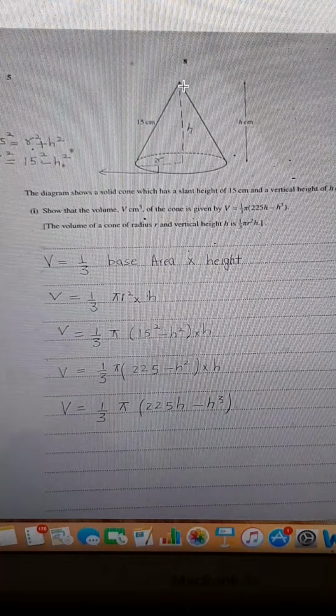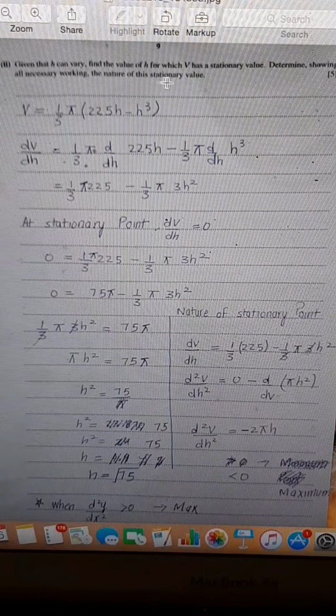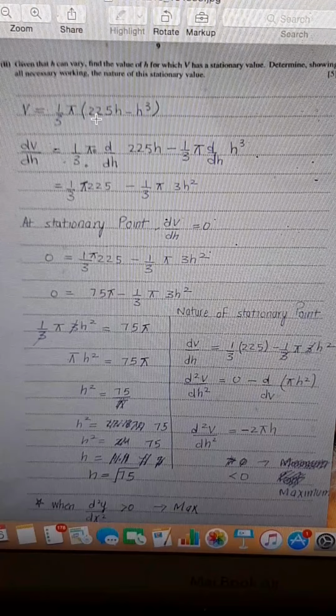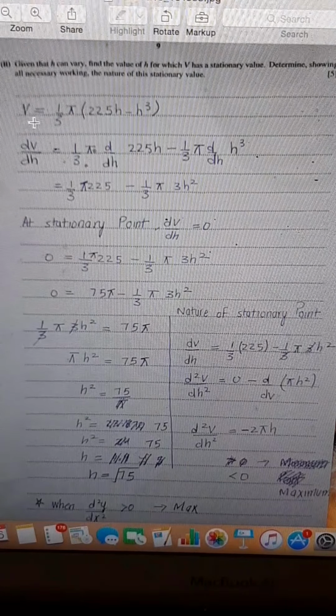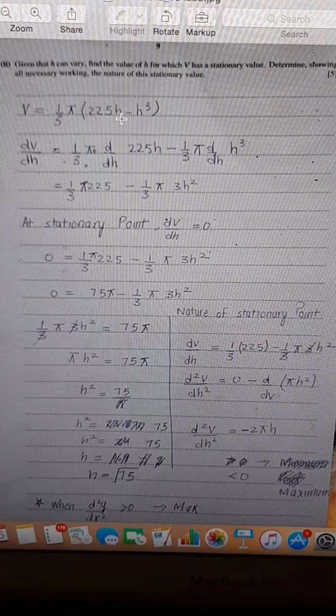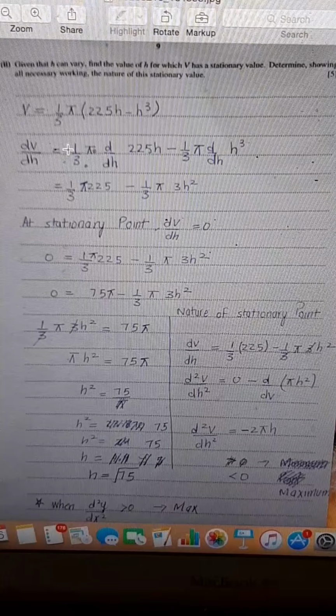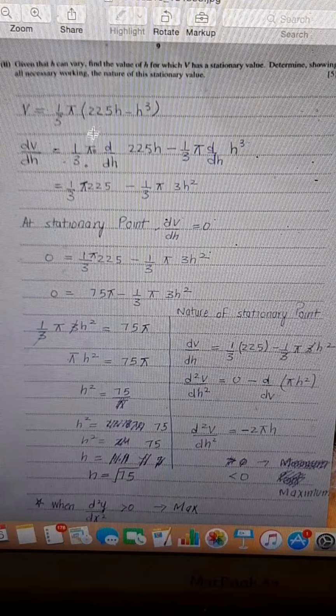Question number 5 part B. Given that h can vary, find the value of h for which V has a stationary value. Determine, showing all the necessary working, the nature of this stationary value. Now from part A, V is equal to 1/3 pi bracket 225h minus h cubed, that is equal to 1/3 into pi.